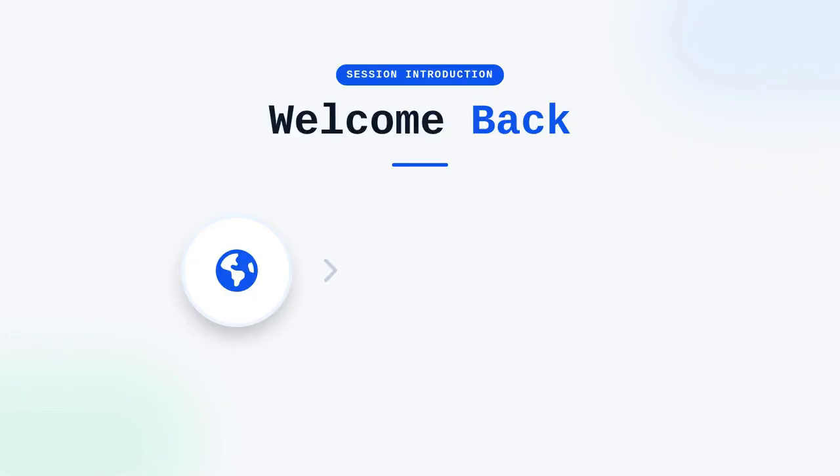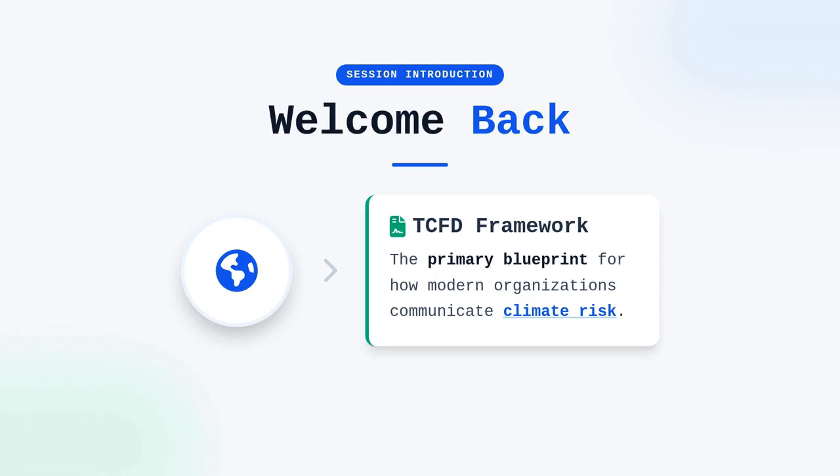Welcome back. In this session, we will examine the Task Force on Climate-Related Financial Disclosures framework, which functions as the primary blueprint for how modern organizations communicate climate risk.